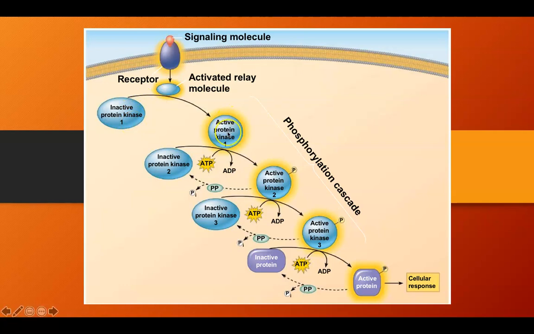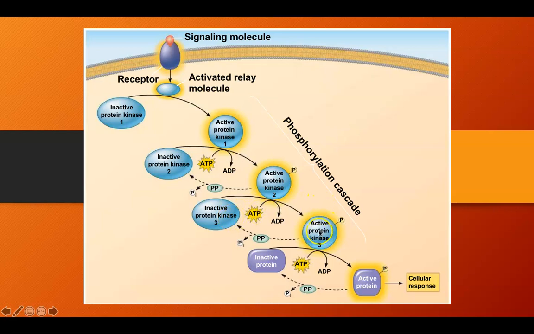The first protein kinase, once activated, is able to phosphorylate another inactive kinase. When it does that, that inactive kinase becomes activated, and then that activated kinase will phosphorylate another inactive kinase. Now, because this one was phosphorylated, so here we have the protein kinase 2, it was actually phosphorylated. This is where your first protein phosphatase will act to dephosphorylate it and put it back into its inactive state after it has activated your next protein kinase.